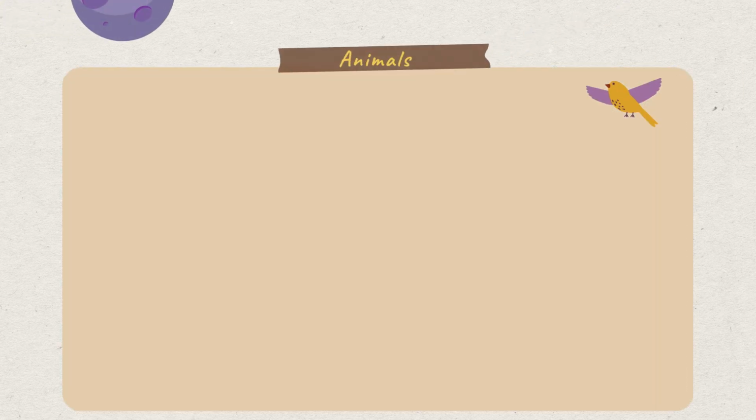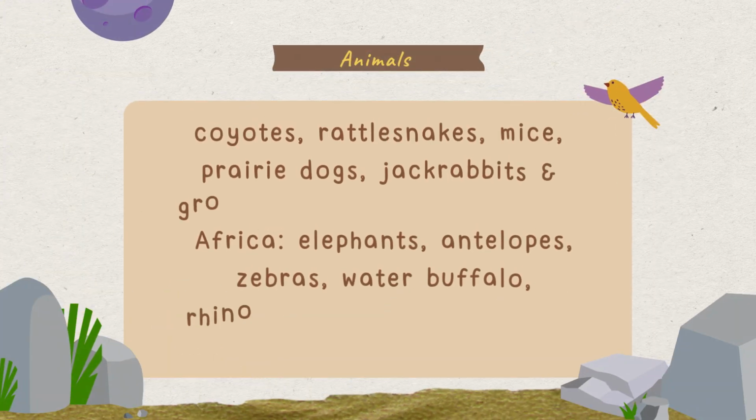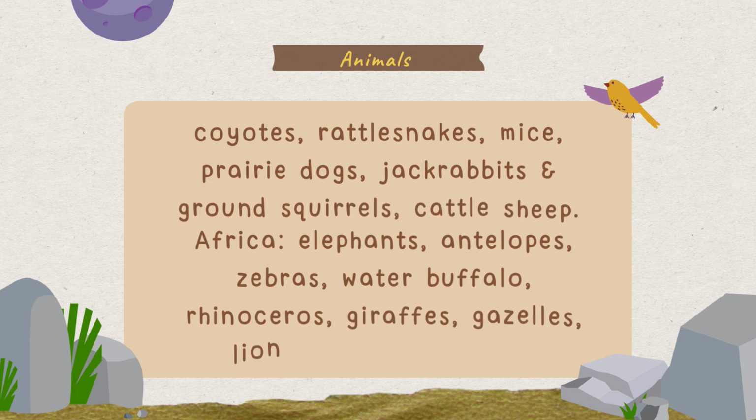Okay, so some examples of animals that we can encounter here are coyotes, rattlesnakes, mice, prairie dogs, jackrabbits, and ground squirrels, as well as cattle, sheep. Some animals occupying the grasslands of Africa also include elephants, antelope, zebras, water buffalo, rhinoceros, giraffes, gazelles, lions, leopards, and hyenas.